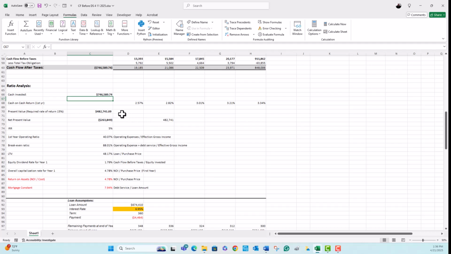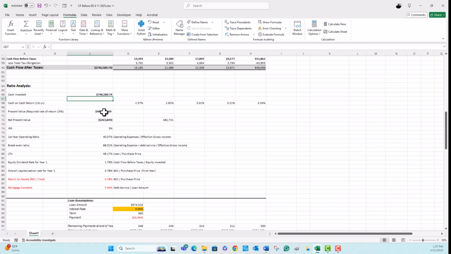Next, I calculated the cash-on-cash return each year. To do that, I took the cash flow after taxes, $19,185, and divided it by the cash investment of $746,589. That gives a cash-on-cash return of 2.57%.